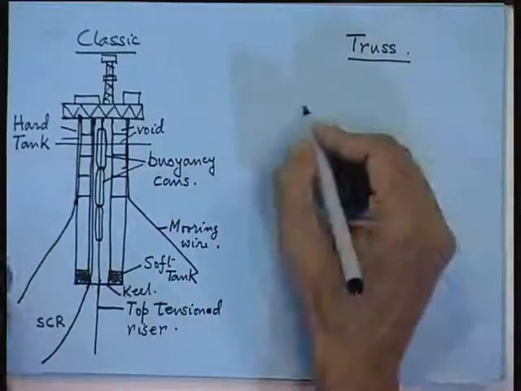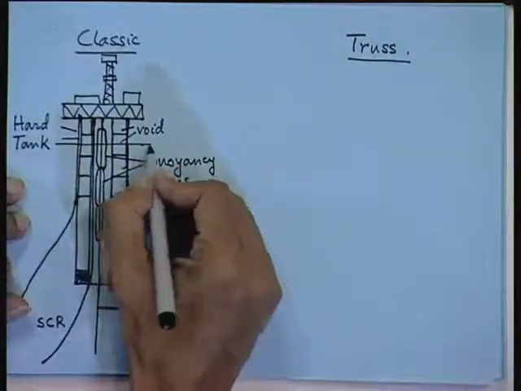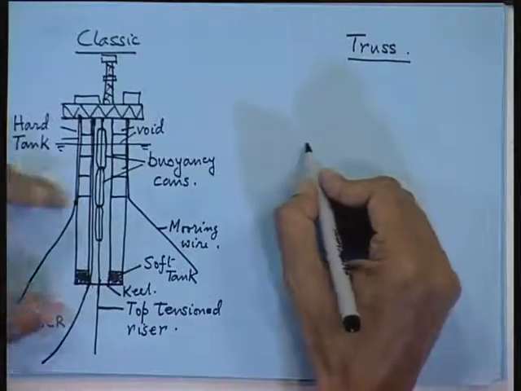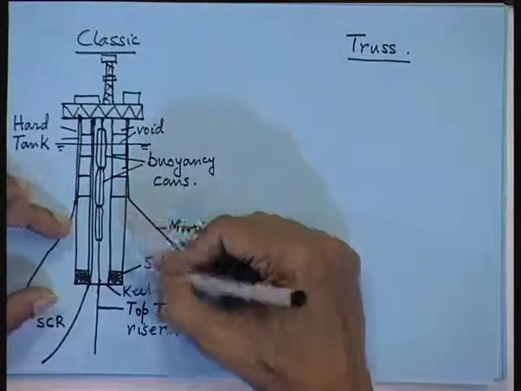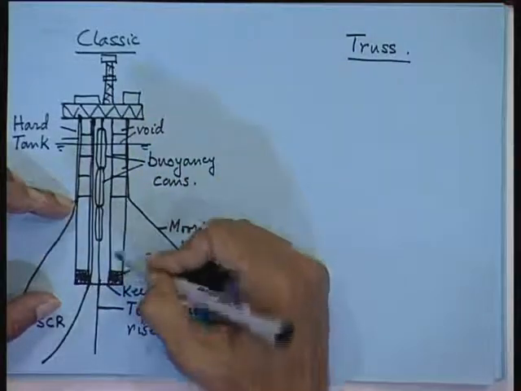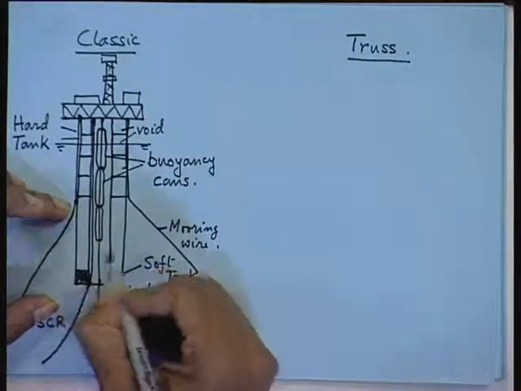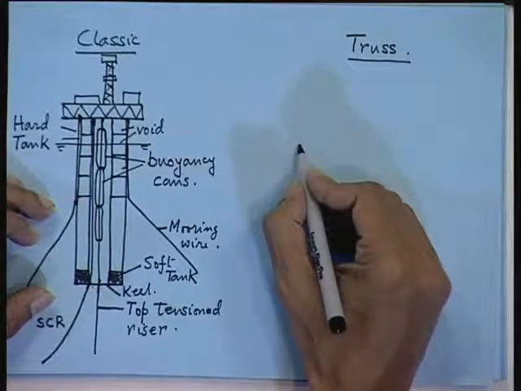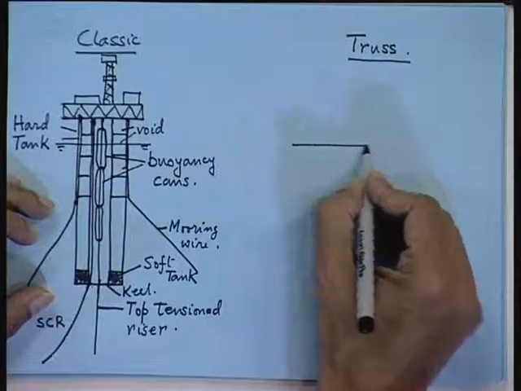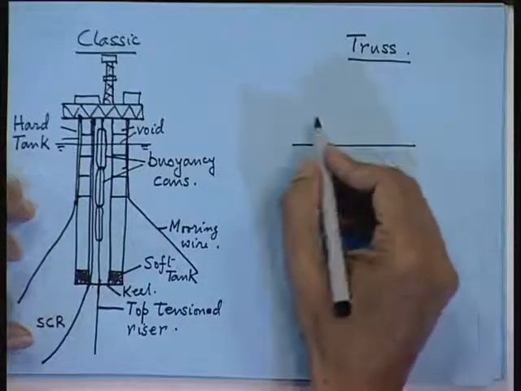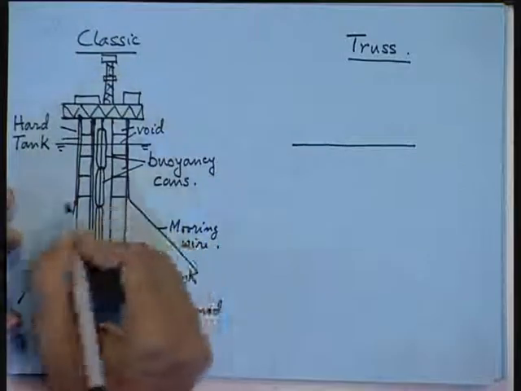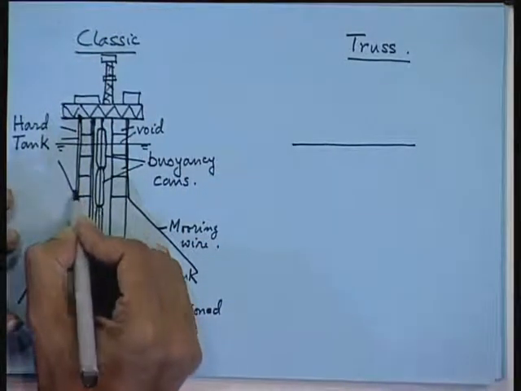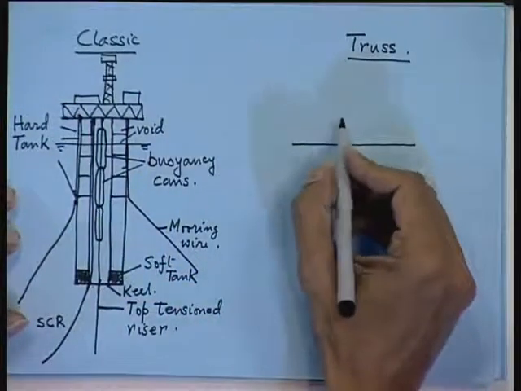Now, you can also alter the design. So, this is your water line. Sometimes they dispense with this part, that is, instead of covering this portion, you can keep it open. That is called a truss spar. That is the only difference. So, right up to the hard tank, this is your hard tank. The structure is going to be the same.